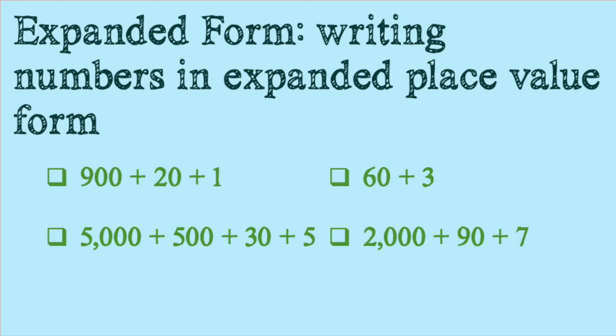Next, we have expanded form, and it's exactly what it sounds like. We're expanding the place value form. So you're taking a number like 921 and you're splitting up each of the place values. So you have 9 hundreds, 2 tens, 1 one. So then you write it out as an addition sentence: 900 plus 20 plus 1. Remember that if you have a 0 in any of your places, that should also be reflected. So in the last one, 2,000 plus 90 plus 7, there is a 0 in the hundreds place. So please pay attention to that.